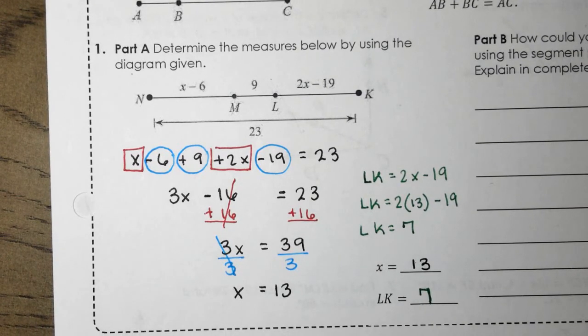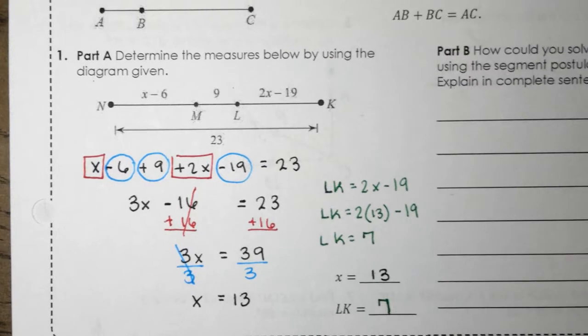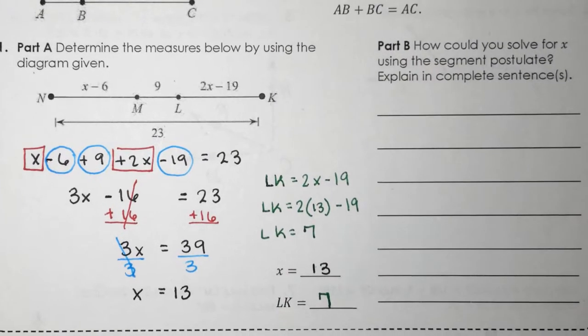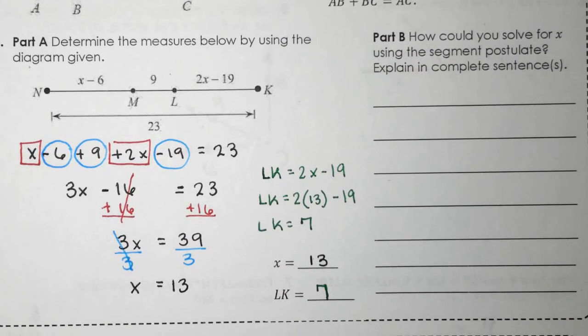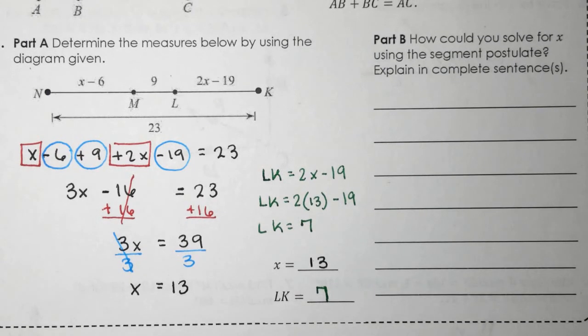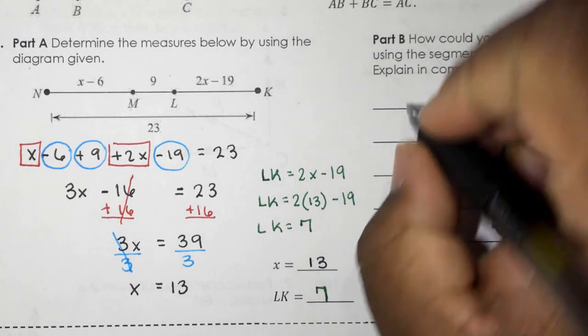But then after that, I plug back in for LK. That's what they asked me for, which was 2x minus 19. So I did 2 times 13 minus 19. 2 times 13, 26 minus 19, 7. Easy work. Part B, it says, how could you solve for x using the segment postulate? Explaining in complete sentences. I'm just going to say what we did. Y'all can just copy me.